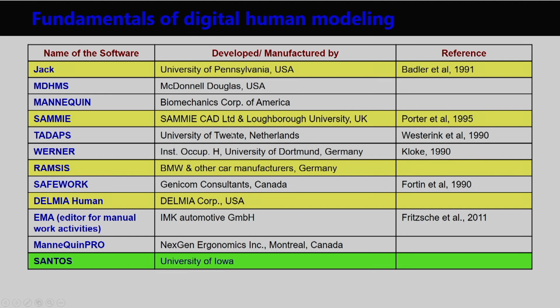Out of these softwares, those highlighted with yellow color like Jack, Sammy, Ramses, Delmia, are popularly used all over the world. And recently the Santos software, developed by the University of Iowa under their virtual soldier research program, is very good and is also being marketed. This is one of the best software with so many advanced features.